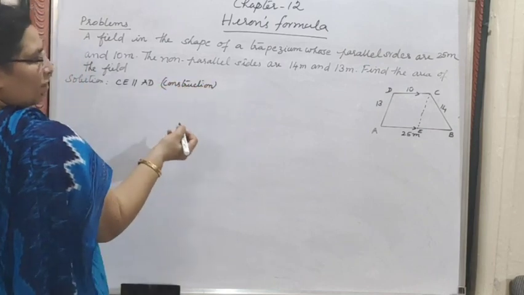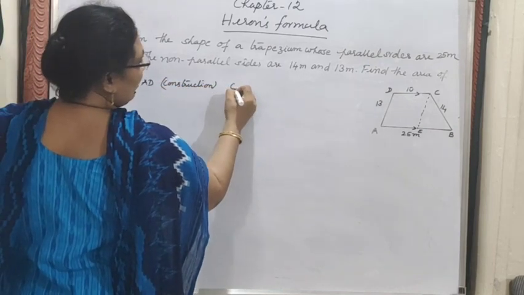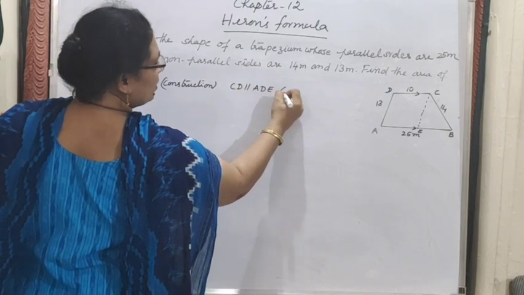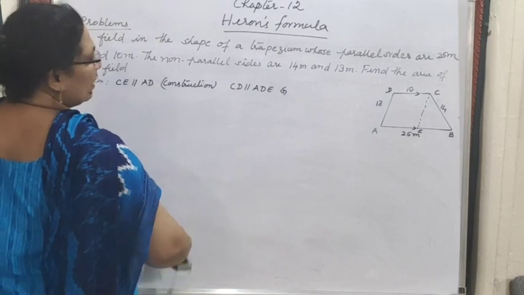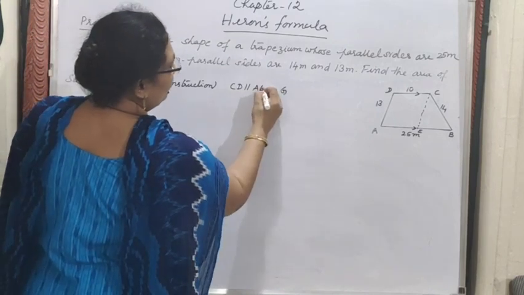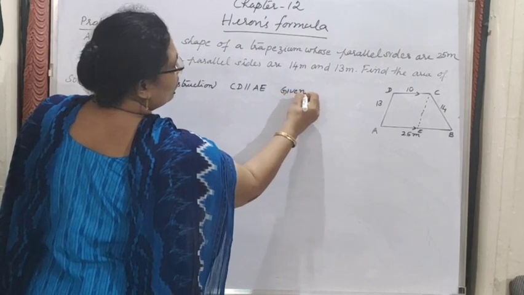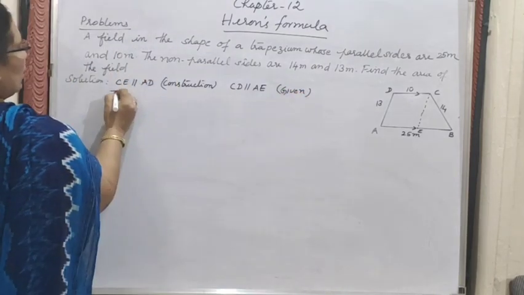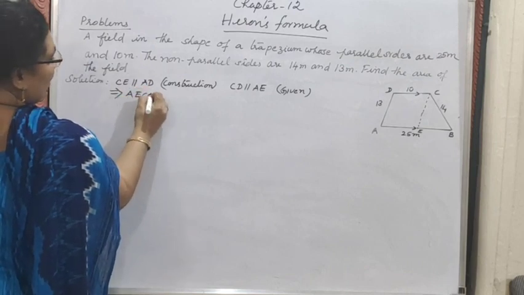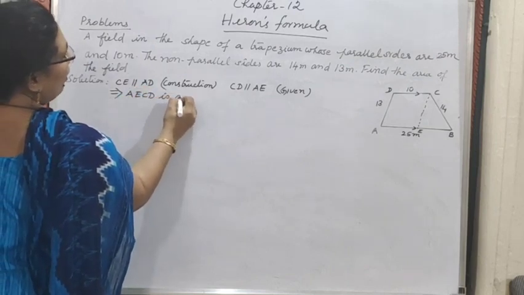Okay. Now what is given there? Already it is given in the question that CD is parallel to AE. So what you can show is that this shows that AECD is a parallelogram.